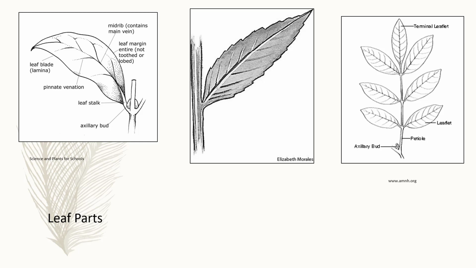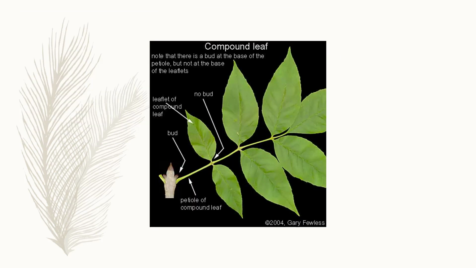The picture in the middle has what's called a sessile leaf, which means it doesn't have a petiole. And then on the right here, we've got a compound leaf, and the way you know that it's a compound leaf is the axillary bud is at the base of this entire group of leaflets. If these were individual leaves, there would be axillary buds at the base of each of these leaflets. So here again, here's the compound leaf, and note that there is a bud at the base of the petiole, but not at the base of the leaflets.